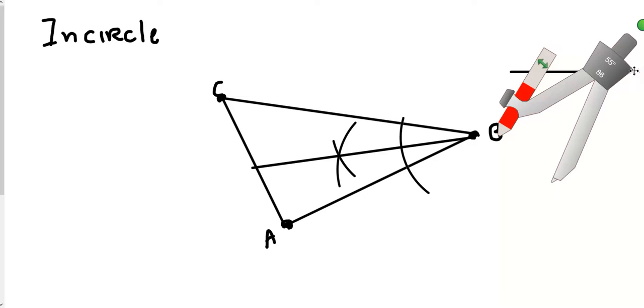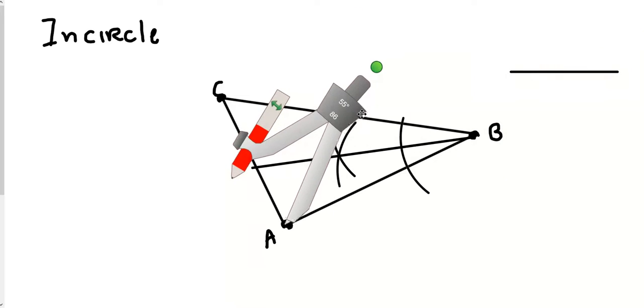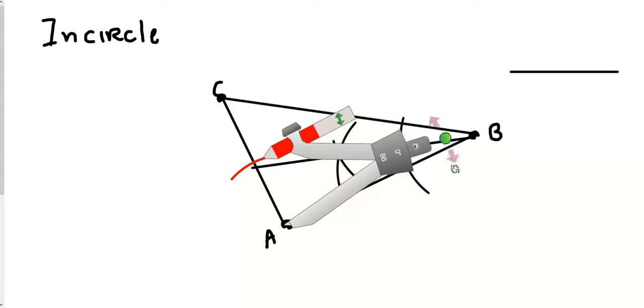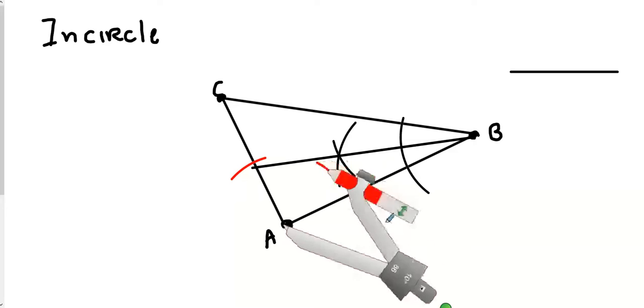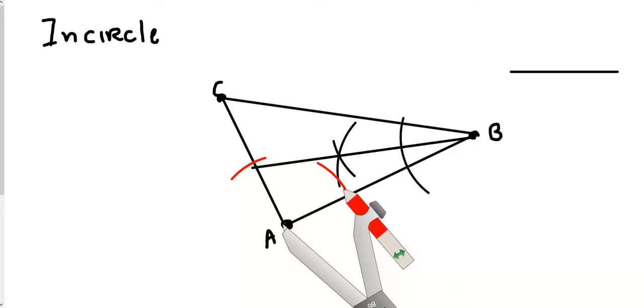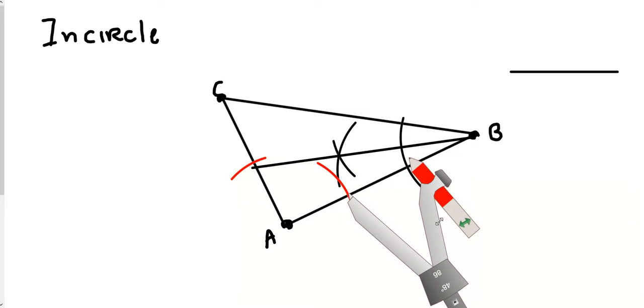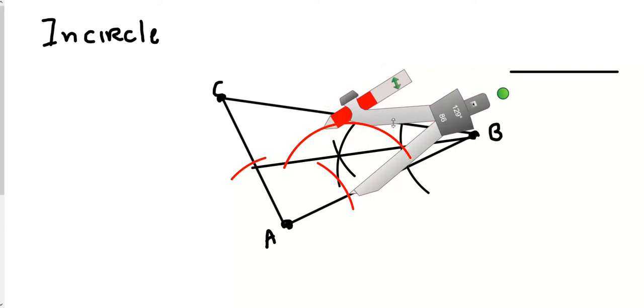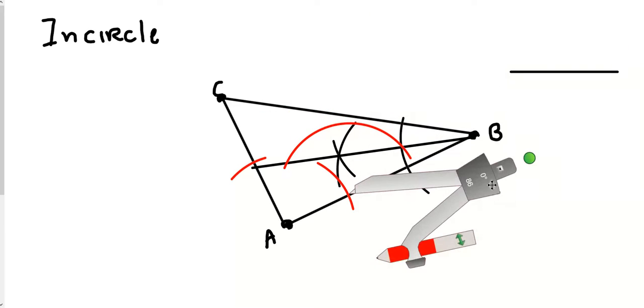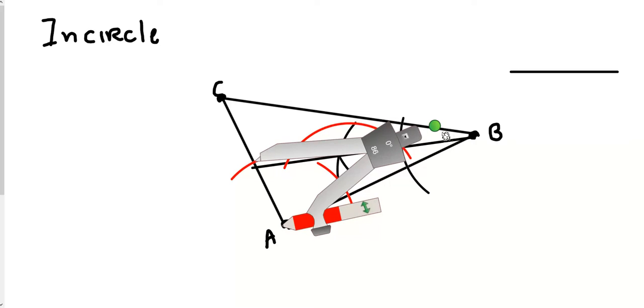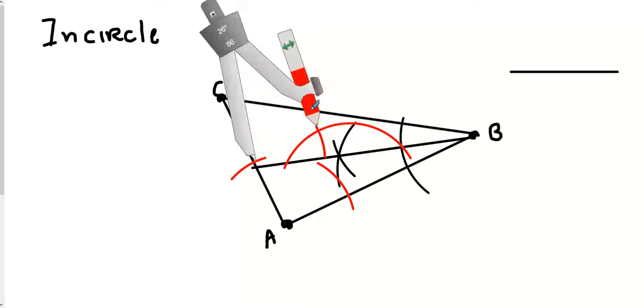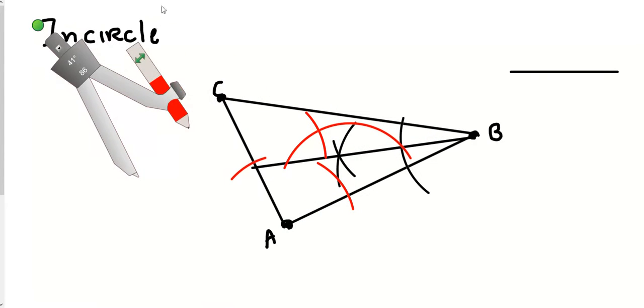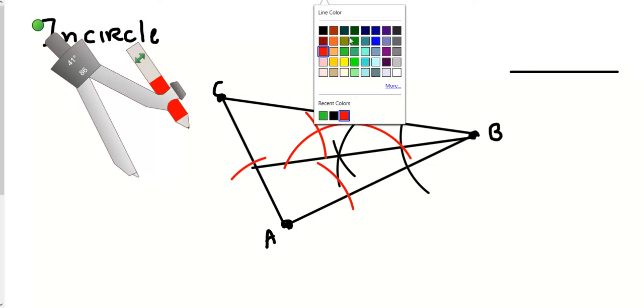All right, guys. Next one. Gonna bisect this one here. Once. Twice. 3 times. Nearly there. 4 times. Where the red line hits the black line is your in center.